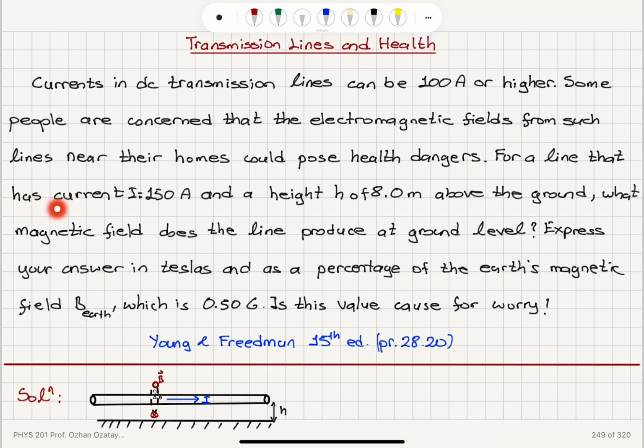For a line that has current 150 amps and a height of 8 meters above the ground, what magnetic field does the line produce at ground level? Express your answer in Teslas and as a percentage of the Earth's magnetic field B Earth, which is 0.5 Gauss. Is this value cause for worry?